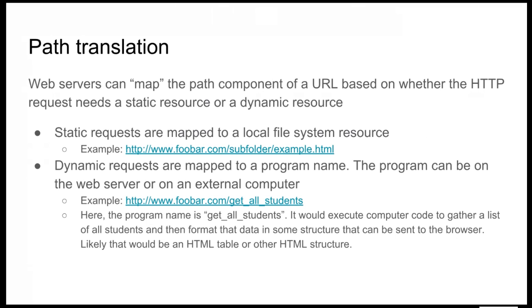So let's look at this example. We have foobar.com/getAllStudents. Here, the name of the part of the program would be called getAllStudents. As an example, you can tell from the name, it would execute computer code that gathers a list of all students. And then, this is the important part, it would format that data in some structure that can be sent to the browser. Likely it would be an HTML table or some other HTML structure, but it's something that when it's sent back to the browser as part of the HTTP response, the browser can consume it and do something with it.